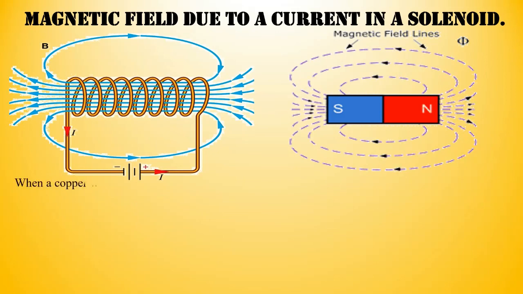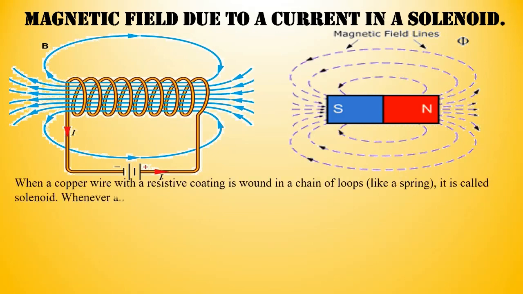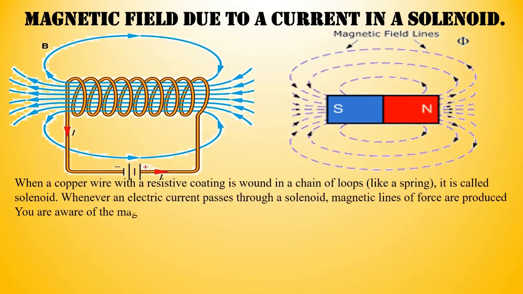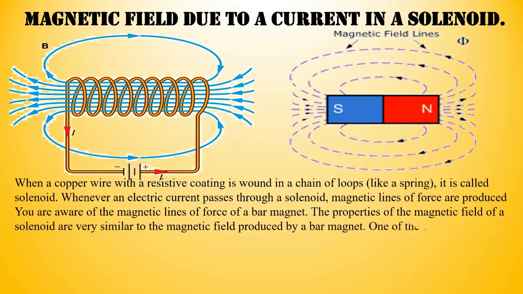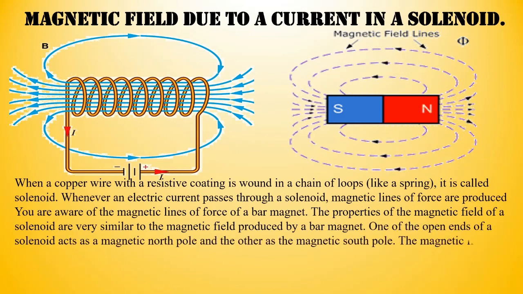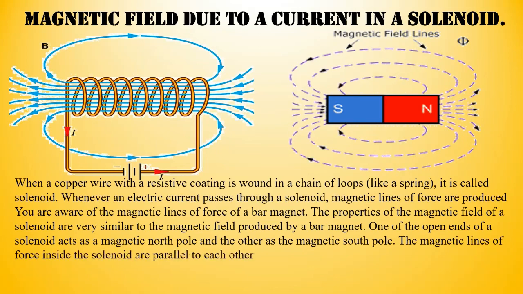So when a copper wire with a resistive coating is wound in a chain of loops like a spring, ये जो spring दिखाई दे रही है आप लोगों को, spring like structure, it is called a solenoid. Whenever an electric current passes through a solenoid, magnetic lines of force are produced. You are aware of the magnetic lines of force of a bar magnet. We have learned this earlier. So the properties of the magnetic field of a solenoid are very similar to it. ठीक है, जो solenoid की magnetic field है, जो हमारी normal magnetic field है, वो almost similar है.